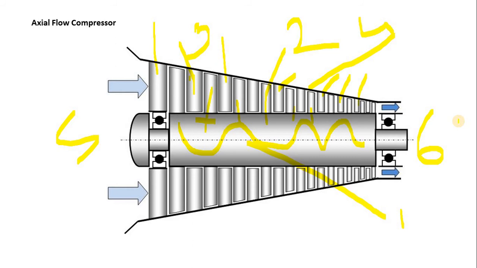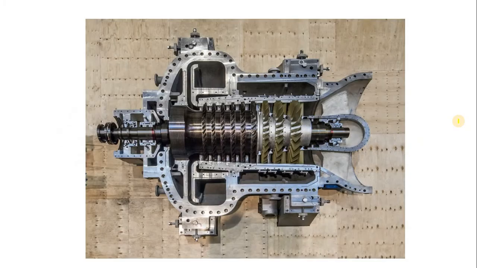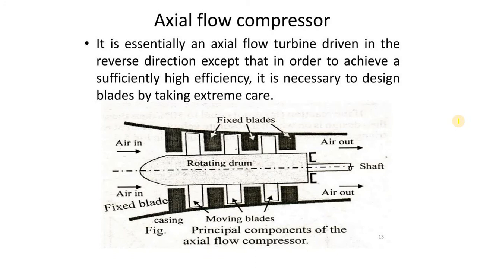The casing is designed in such a manner that the area of the cross section continuously reduces in order to provide the proper pressure action. Okay, so now we will discuss how it works. This is the main interesting question. An axial flow compressor is essentially an axial flow turbine driven in the reverse direction, except that in order to achieve sufficiently high efficiency, it is necessary to design the blades by taking extreme care. So the most important thing is that blade design must be done with great care while designing the axial flow compressor. This is a rotating drum, and this is the first part of the axial flow compressor.